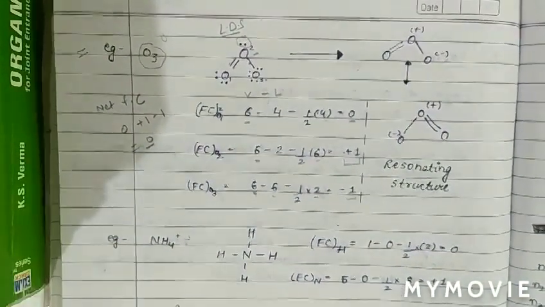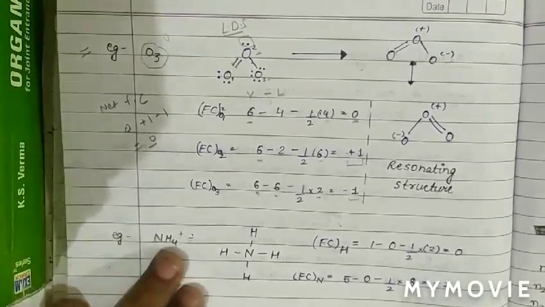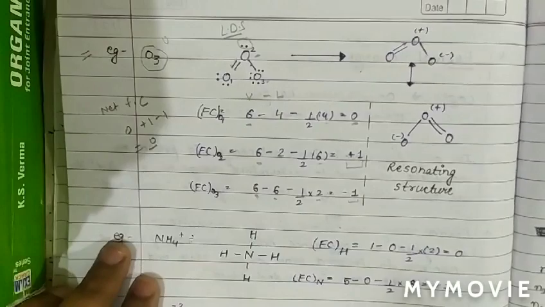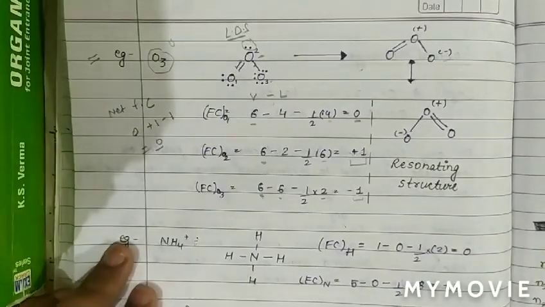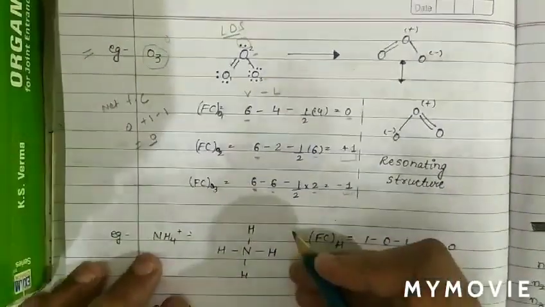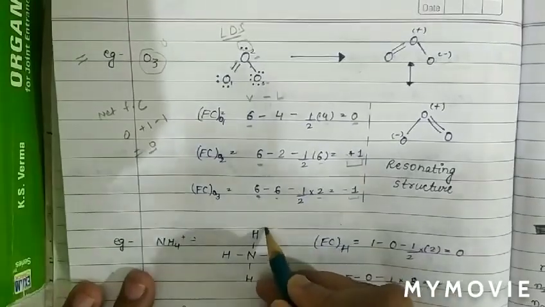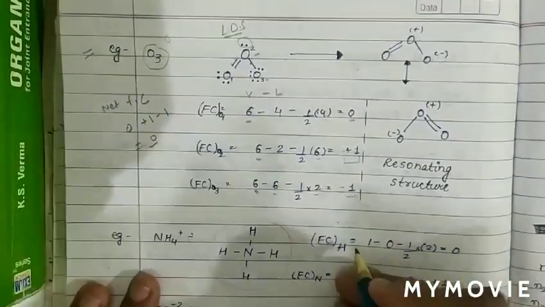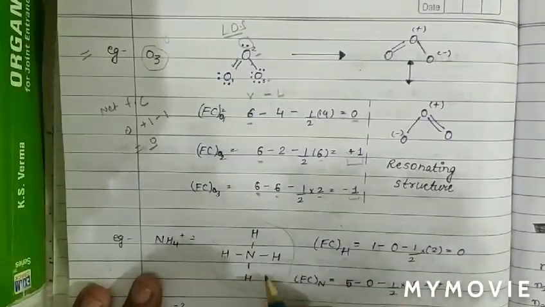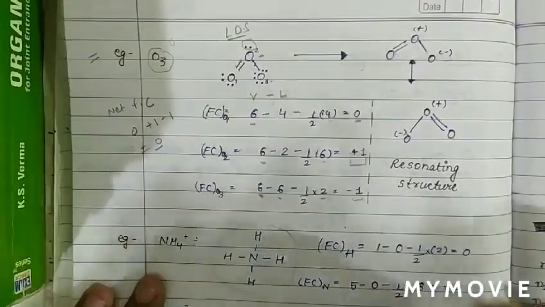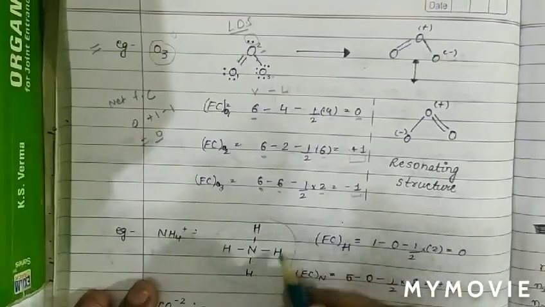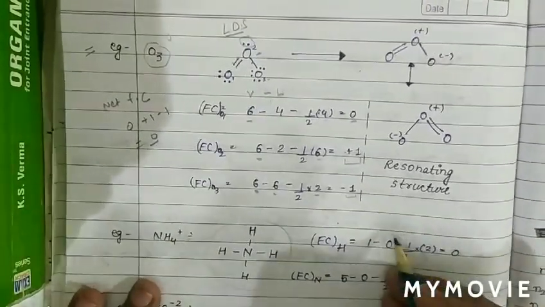Now we will calculate the formal charge on each atom in the case of the ammonium ion. NH4+ is called the ammonium ion. See how we calculate. This is the Lewis structure of NH4+. First, the formal charge on the hydrogen atom. As all hydrogen atoms have an identical electronic arrangement, the formal charge on each hydrogen atom will be the same.